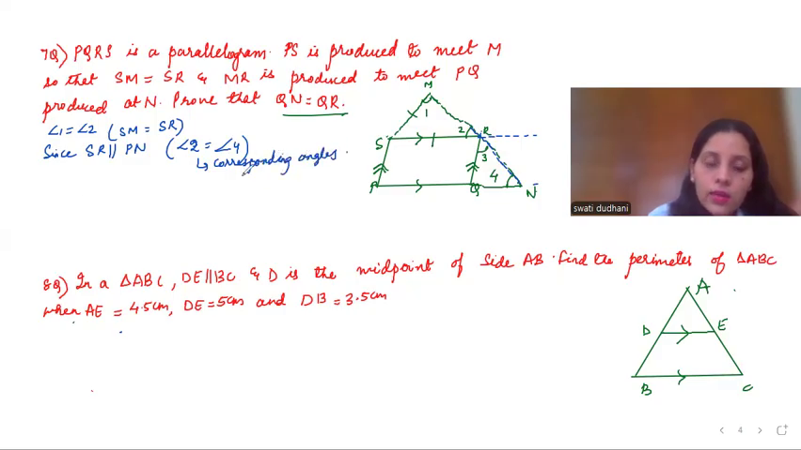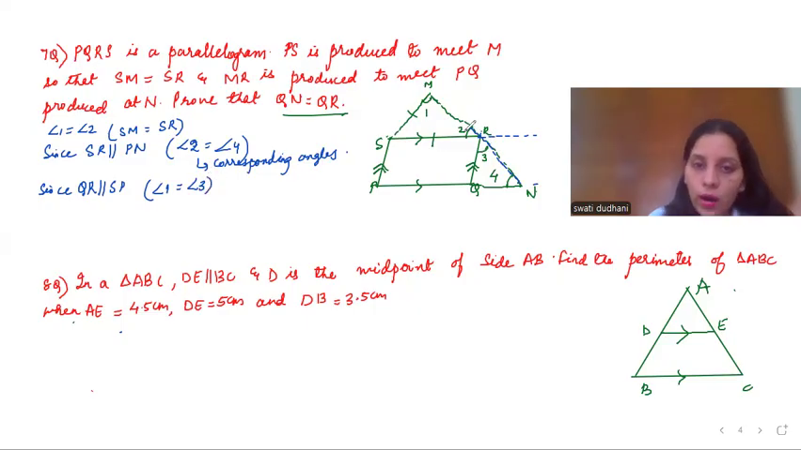Corresponding angles. Same way, since QR is parallel to SP, angle 1 is equal to angle 3. Again, QR is parallel to SP. And if I extend this as transversal, 1 and 3 will be equal. Same reason, corresponding angles.